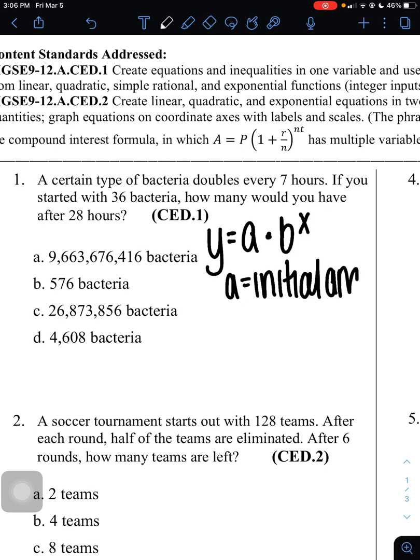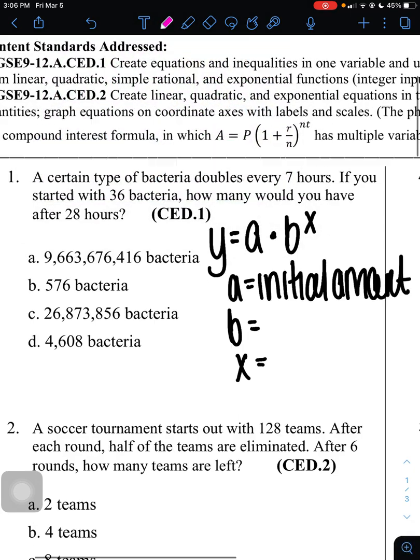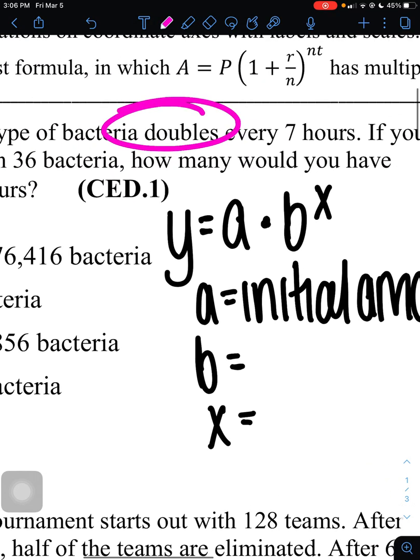So what would the a value be for this question? And we also need to figure out what's our b and then what is our x. B is like whether we're growing or decaying. So we need to look inside of our word problem and see if there's any information here that tells us whether we're increasing or decreasing. I'm going to go ahead and circle that word doubles. This should have been my hint for this one. Doubles. That tells me that my b is equal to 2, because I know if I'm doubling something, I'm multiplying it by 2.